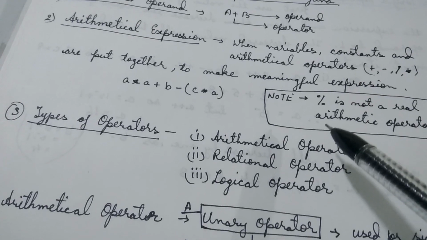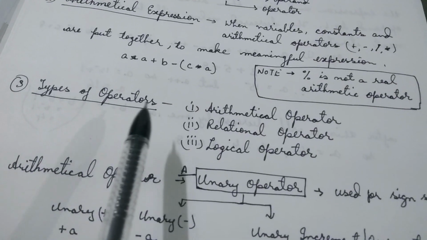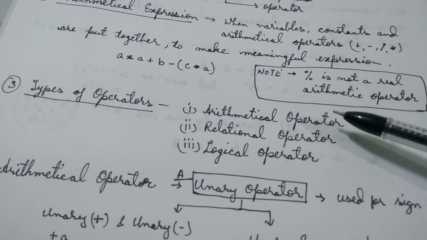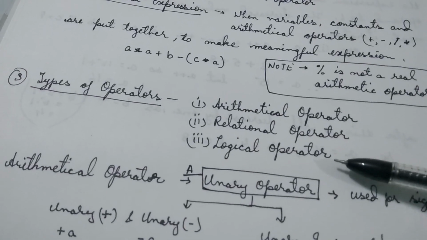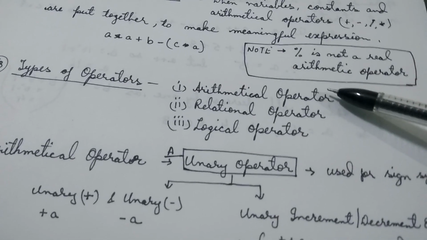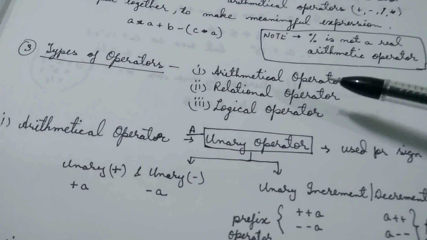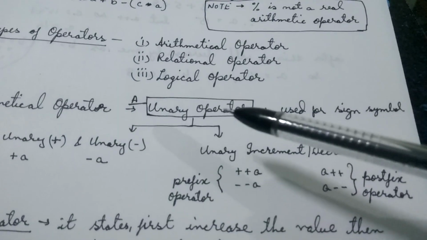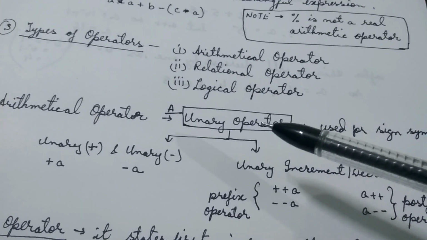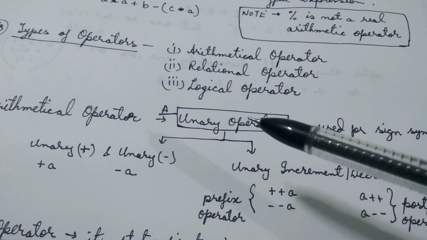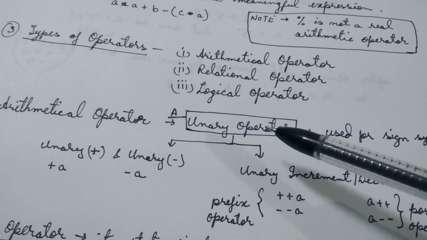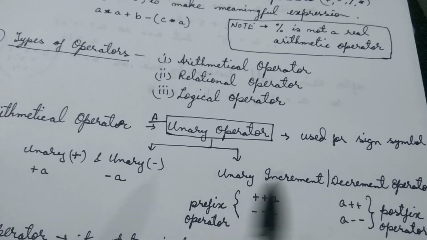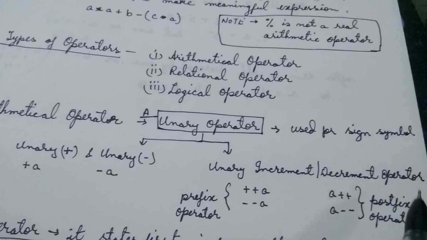Now proceeding further, we go with types of operators. The types of operators we have to see are arithmetical operator, relational operator and logical operator. Arithmetical operators are basically of two types, unary and binary. We first go with the unary operator. Unary means one. It is used with one operand. Now the unary operator is of two types: unary plus or minus, and unary increment and decrement operator.